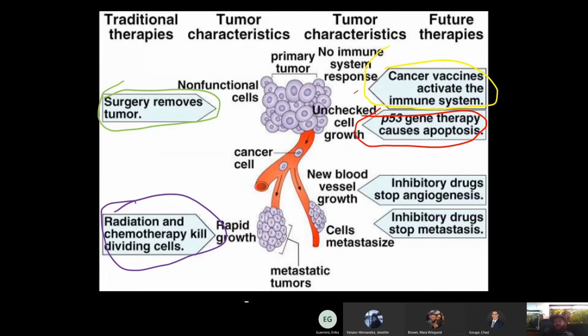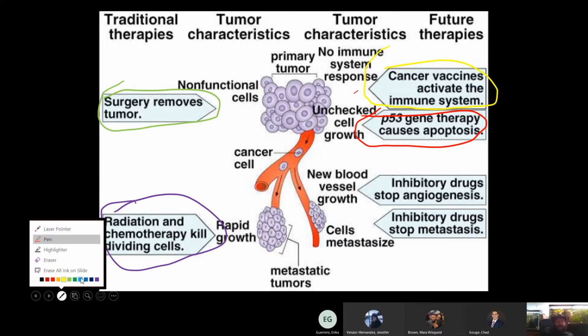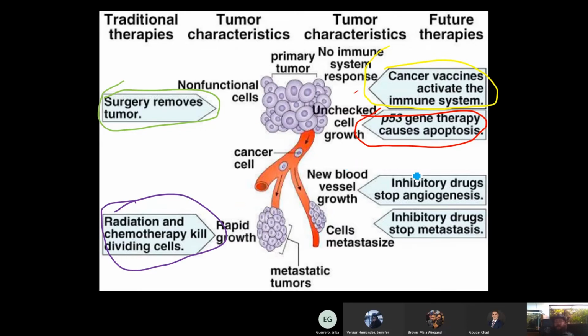And then part of chemotherapy is these drugs here. So I'm going to circle these effects here. These are also chemotherapy effects. So, pretty cool. Lots of different cool treatments out there.